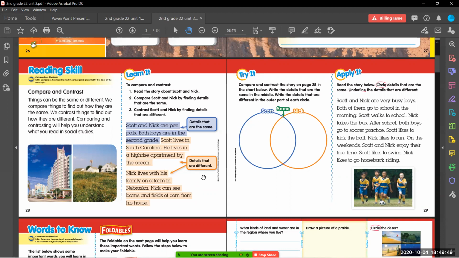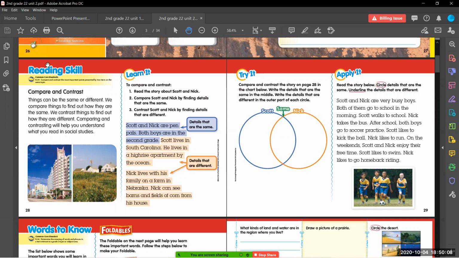So things can be the same or different. We compare things to find out how they're the same. We contrast things to find out how they are different. Comparing and contrasting will help you understand what you read in social studies, and it'll help you understand what you're reading in anything, any subject area that you're working on.